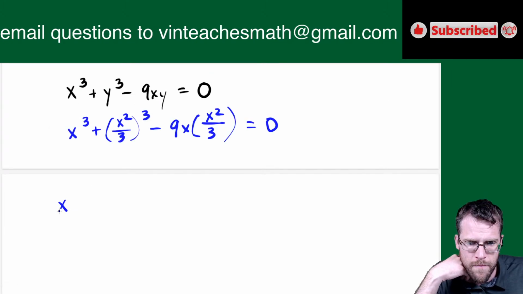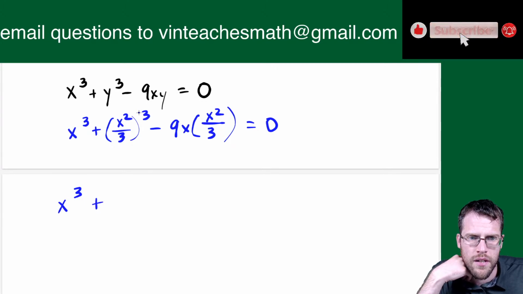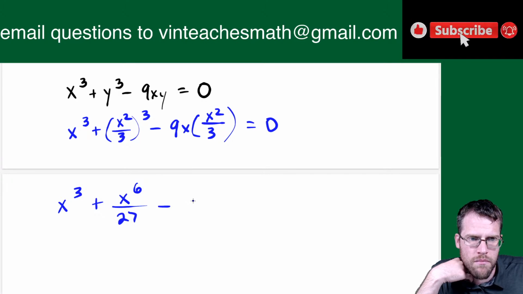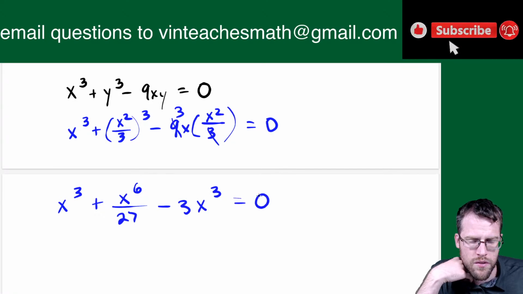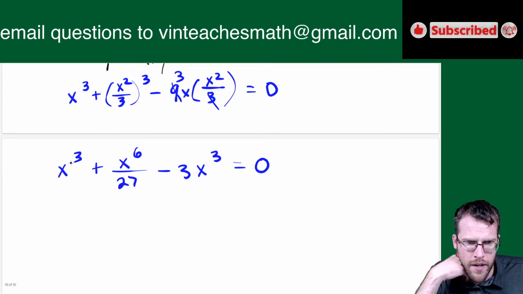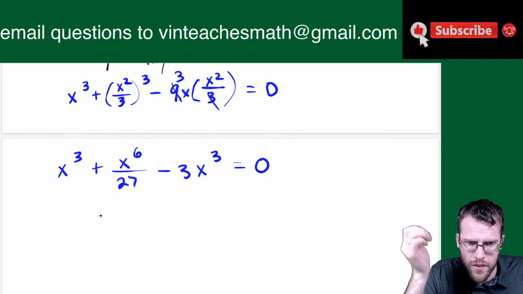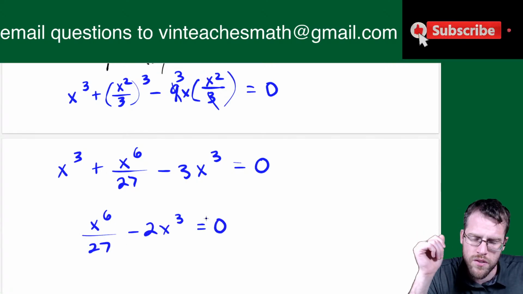This is going to be x to the third, plus this is going to give us x to the 6 over 27, and then minus 9 over 3 becomes 3, so we're going to have minus 3x to the third equals 0. And then from here, x to the third minus 3x to the third is going to give you minus 2x to the third. So you're going to have x to the 6 over 27 minus 2x to the third is equal to 0.